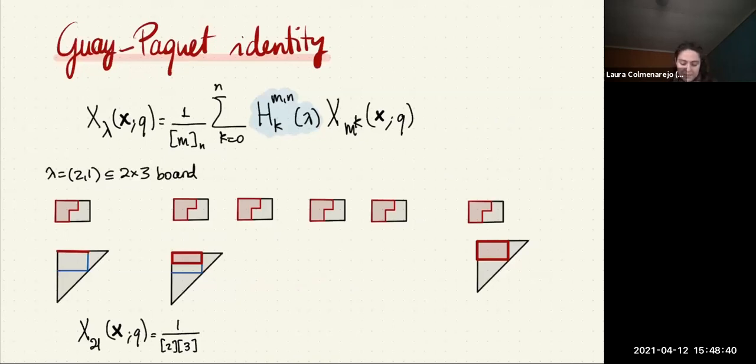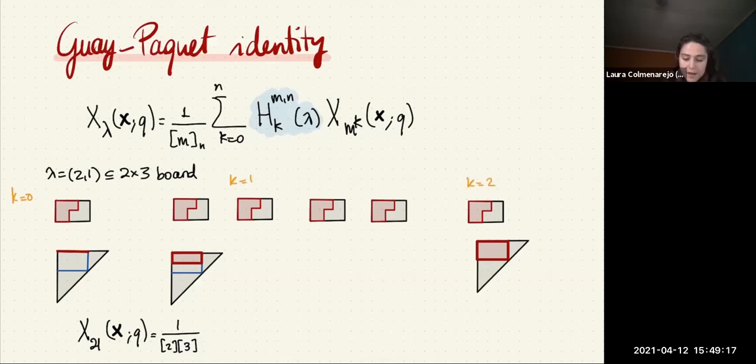So what I want to do here is show you with an example what the White-Paquette identity is. I'm taking a board that is 2 times 3, and the partition inside it is 2, 1. So what I have to do is put, remember that I have this k here. This k is going to be 0, 1, or 2. This is k equals 0, this is k equals 1, and this is k equals 2.